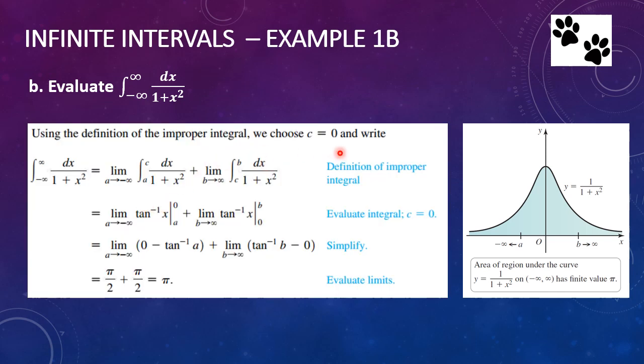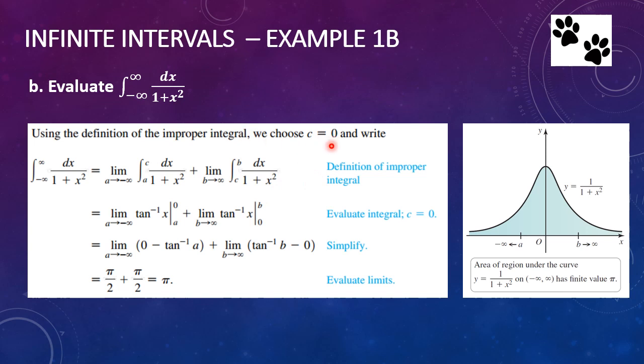So if we choose c to be 0, and generally this is probably the best value to pick, not always, because 0 is usually an easy value to calculate, okay? Not always true, but so here we have the limit as a goes to negative infinity of the integral from a to c, plus the limit as b goes to infinity of the integral from c to b, okay? And here we're going to set c equals 0.